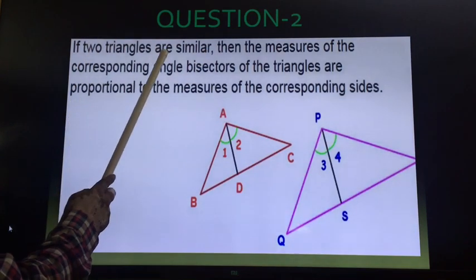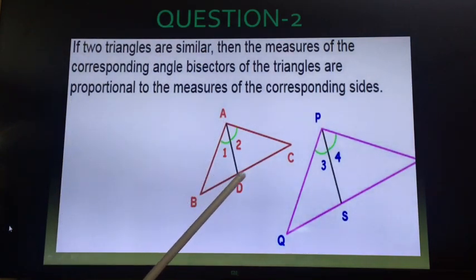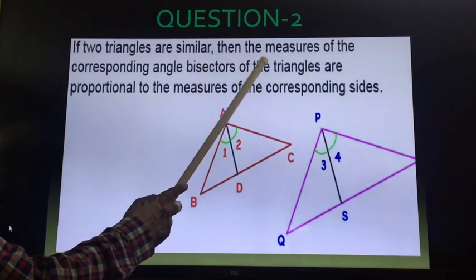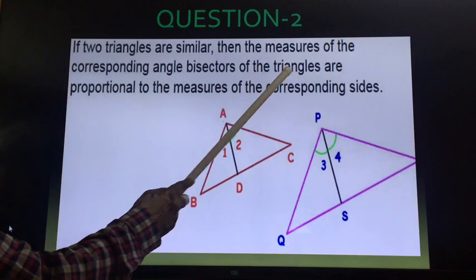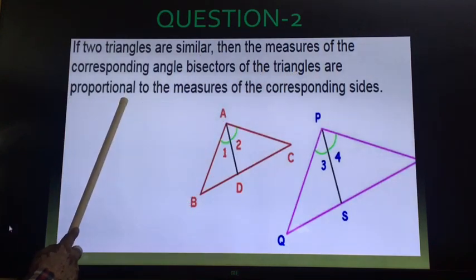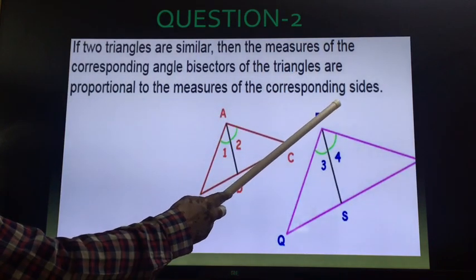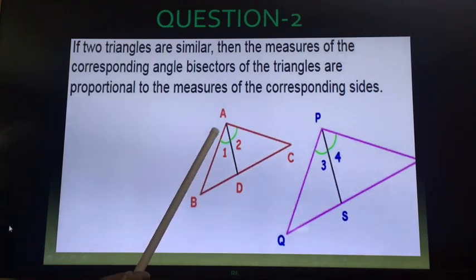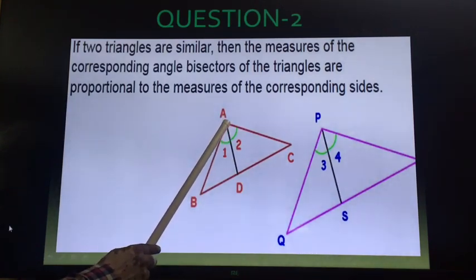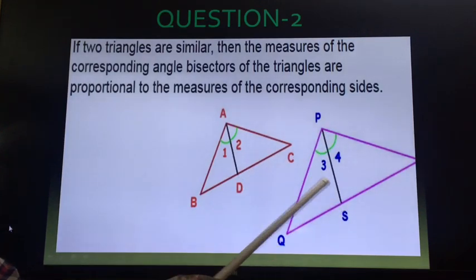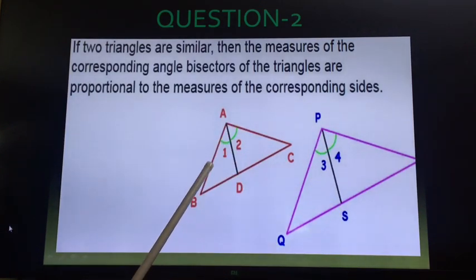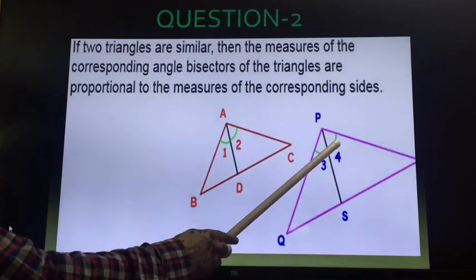If two triangles are similar, then the measure of the corresponding angle bisectors of the triangle are proportional to the measure of their corresponding sides. So here we have to prove that AD is the angle bisector and PS is the angle bisector. AD bisects angle A and PS bisects angle P.